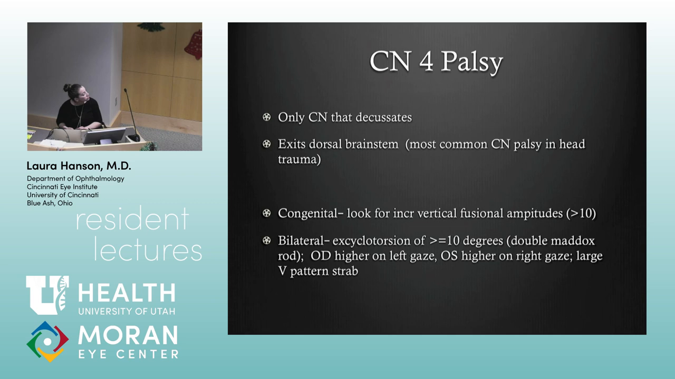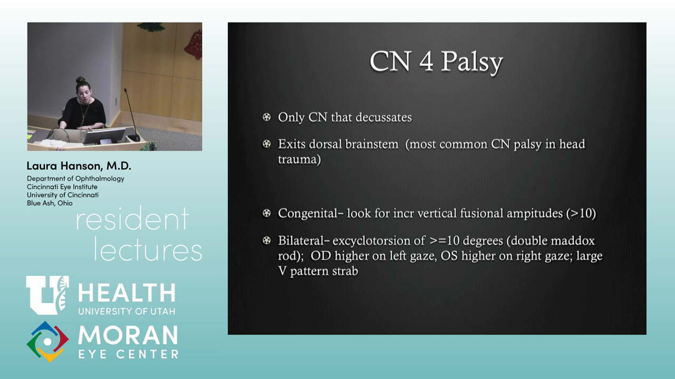If it's a bilateral fourth nerve palsy, they have the crossed vertical strabismus, where the right eye is higher in left gaze, the left eye is higher in right gaze, and more than 10 degrees of excyclotorsion with a double Maddox rod. They may also try to show you a fourth nerve palsy by showing you a fundus photo with excyclotorsion. So think about that. If they show you a picture like that, they're talking about the fourth nerve.